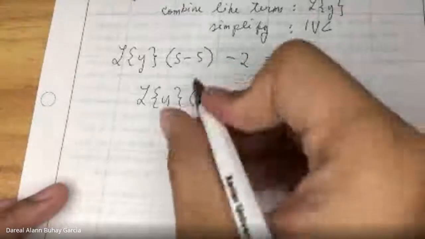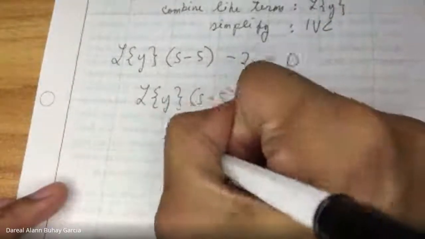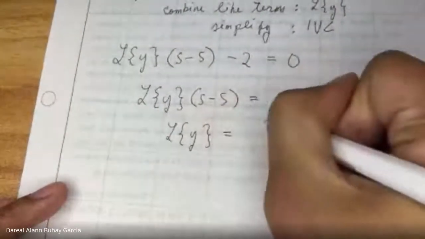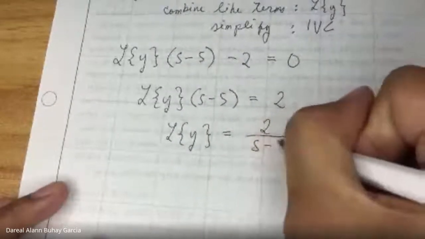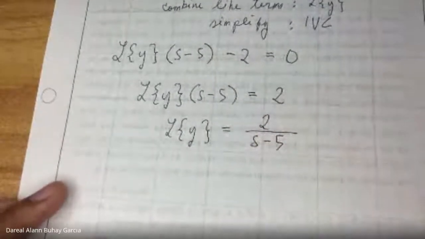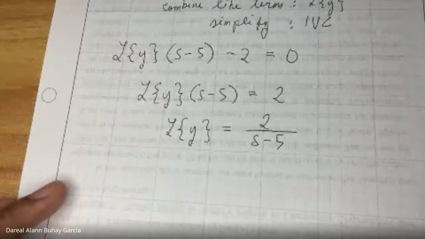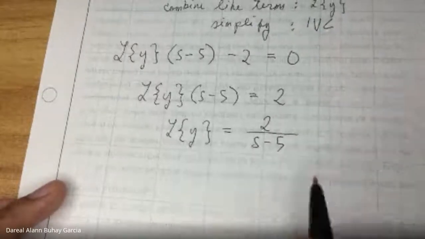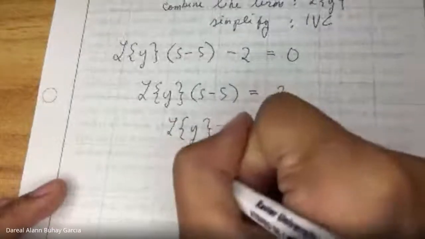So transpose the 2 to the other side. The Laplace of y times s minus 5 is equal to 2. Divide both sides by s minus 5. The Laplace of y is equal to 2 over s minus 5. So how do we solve for y? The next step is the inverse Laplace transform.